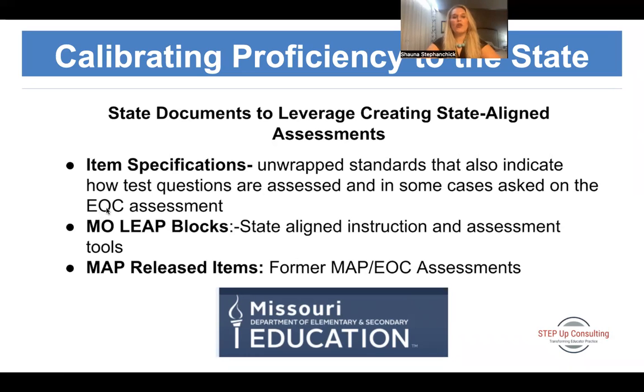One disclaimer you might notice, especially at K-2, sometimes item specifications in ELA, math, social studies, and science are very weak in those areas. K-2 is just the weakest of all, right? Because you don't have the MOLEAT blocks yet, you don't have MAP released items, and sometimes your item specs aren't very good. So our company has something to help you solve that, but I'm just going to state it right now. If you're using state documents, that's a challenge for your K-2 people.